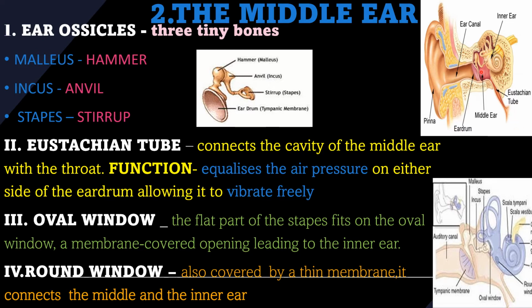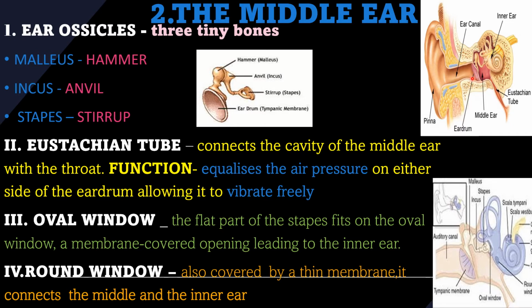Then what is the main function of this eustachian tube? It equalizes the air pressure on either side of the eardrum, allowing the eardrum to vibrate freely. Because of the presence of this eustachian tube, the eardrum vibrates freely, because it equalizes the air pressure.